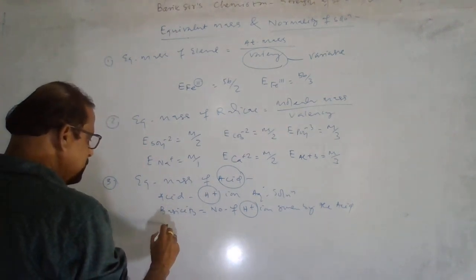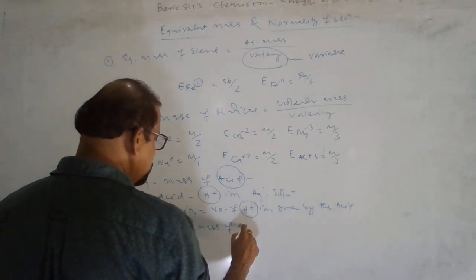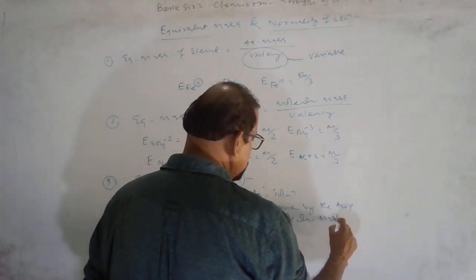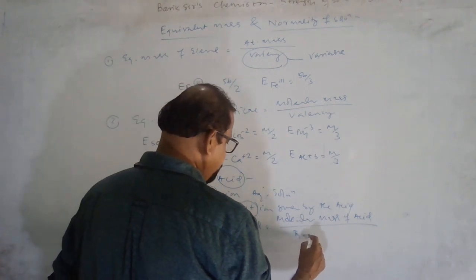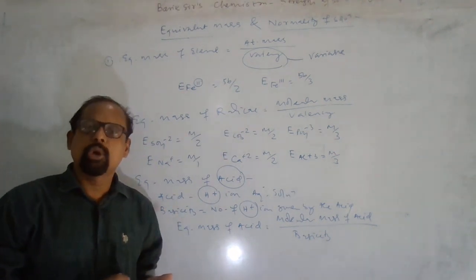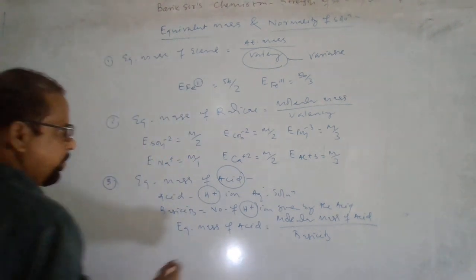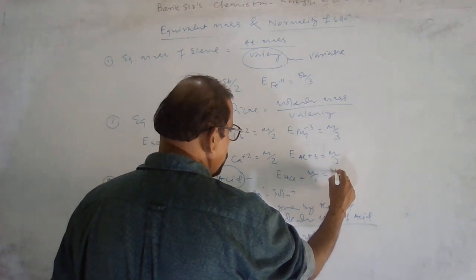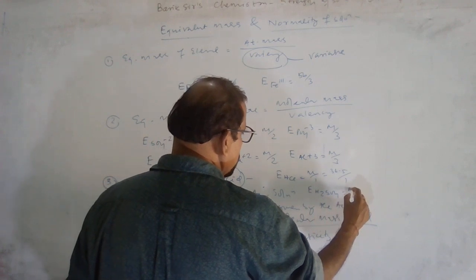So the equivalent mass of acid is equal to the molecular mass of acid by basicity. If the basicity is one, it is a monobasic acid. If it is two, it is a dibasic acid, tribasic acid, like that. So the equivalent mass of HCl will be the molecular mass by 1, that is 36.5 by 1. The equivalent mass of sulfuric acid is the molecular mass by 2.